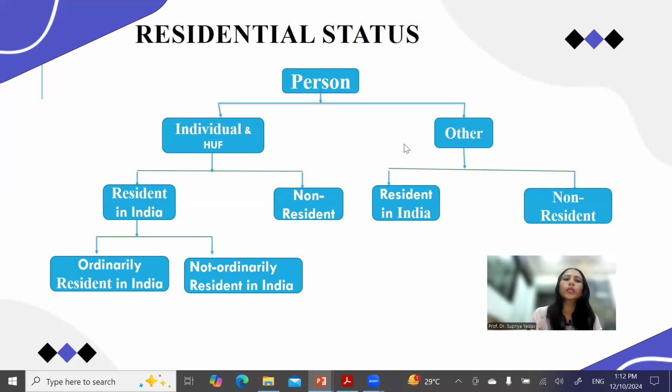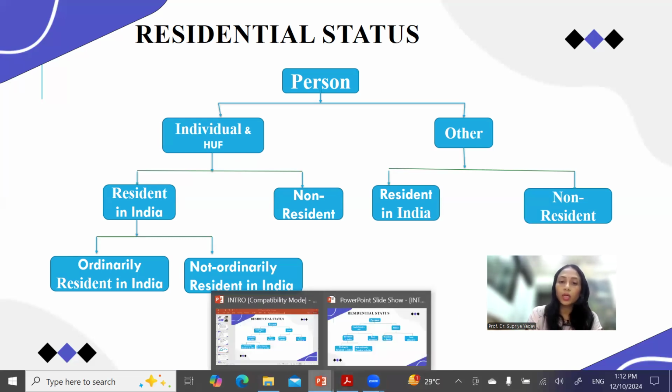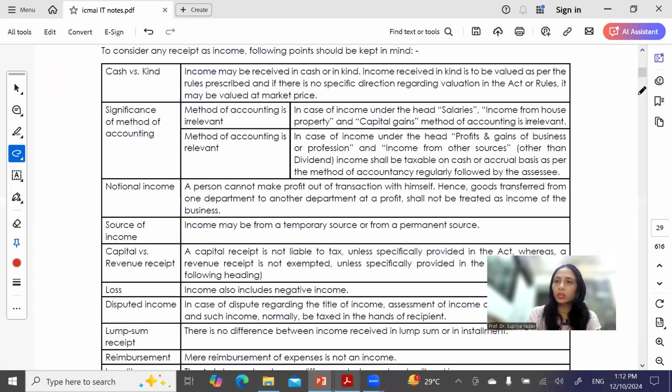Let's see how it deals with individuals and HUF. Individuals and HUF are also divided into two classifications: resident of India and non-resident of India. How is it decided whether that individual or HUF is a resident of India or non-resident of India? Let's see. Again, we have some explanation points here, so we have to go to our PDF.